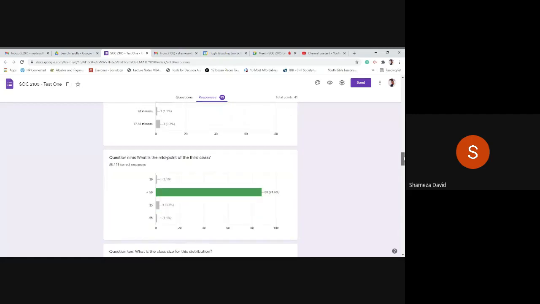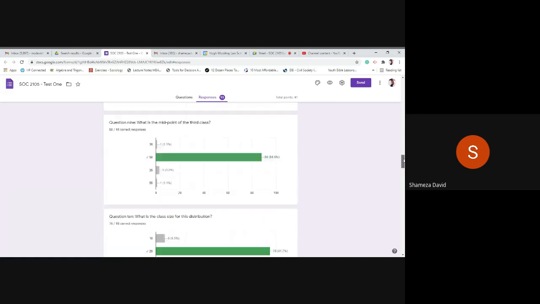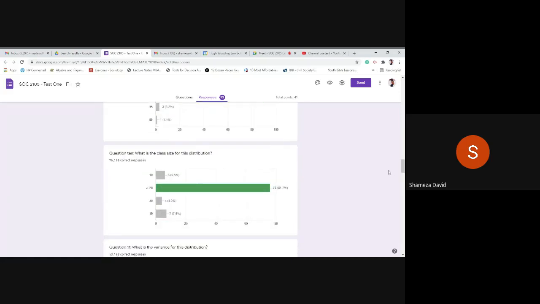And then, of course, the midpoint for the third class, again, almost everybody got that correct. It would have been 10, 30, 50, so 50 is the midpoint of the third class. And then the class size for the distribution. I am surprised that everybody didn't get this question correct because the class size was clearly 20.